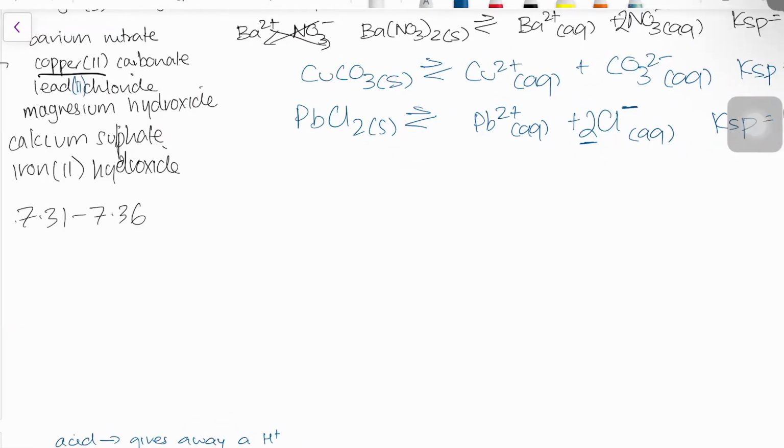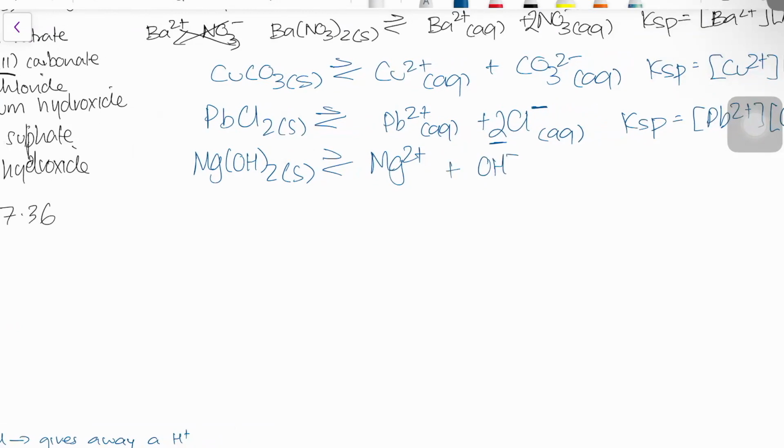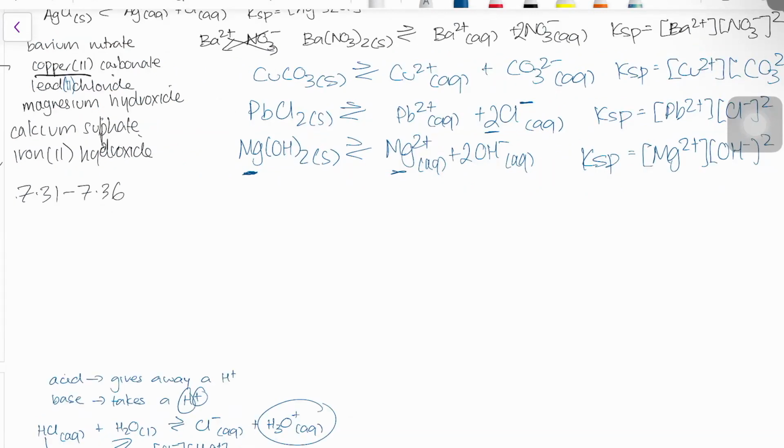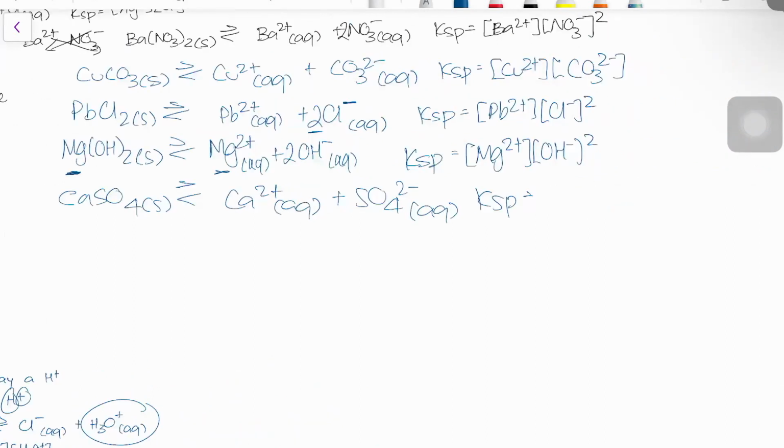Magnesium hydroxide. Mg(OH)2 solid, and then Mg2+ and OH-. What am I missing? The states, aqueous. What do I need to do to balance the OH? 2. Okay, what's my KSP? [Mg2+] times [OH-] squared. Calcium sulfate. CaSO4 solid equals Ca2+ aqueous and SO4 2- aqueous. KSP is [Ca2+] times [SO4 2-].